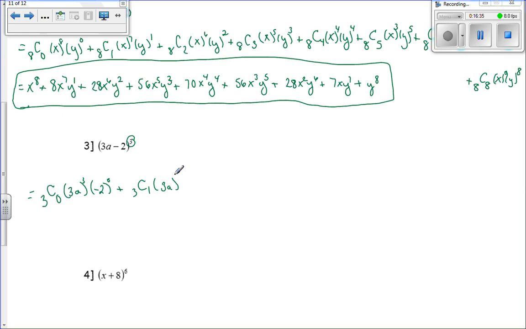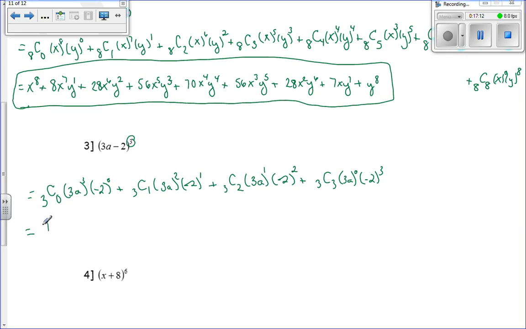3a to the second, negative 2 to the first, plus 3c2, 3a to the first, times negative 2 to the second, plus 3c3, 3a to the 0, negative 2 to the third. Make sure all my exponents always add up to 3 as I'm going along, and then I can calculate this.